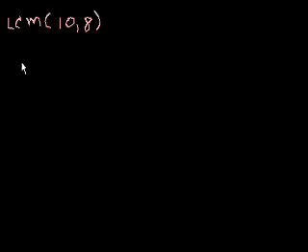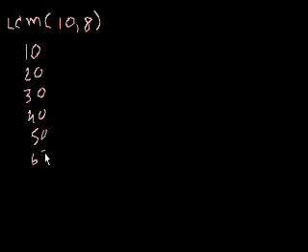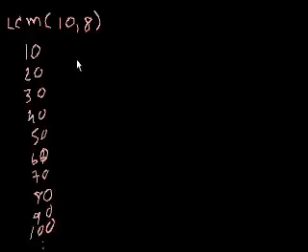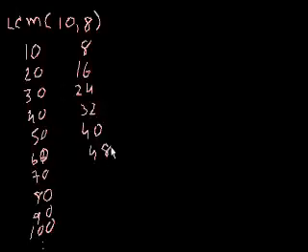So let's write all the multiples of 10. 10 times 1 is 10, 10 times 2 is 20, 30, 40, 50, 60, 70, 80, 90, 100, and so on. Multiples of 8 are 8, 16, 24, 32, 40, 48, 56, 64, 72, 80, and so on.